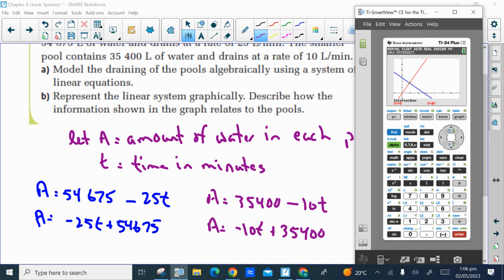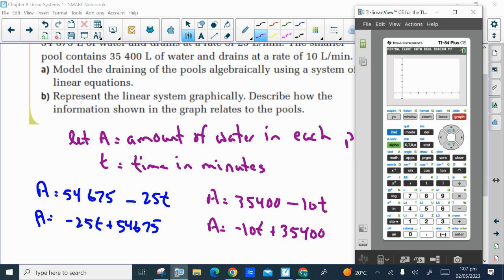We can put both of these equations in our calculator. Negative 25x plus 54,675. The second equation, negative 10x plus 35,400. So both equations are in there. Just do a quick check to make sure the numbers are right and they look good.